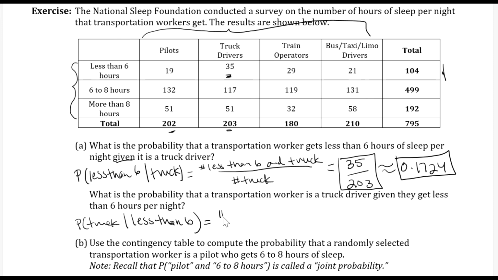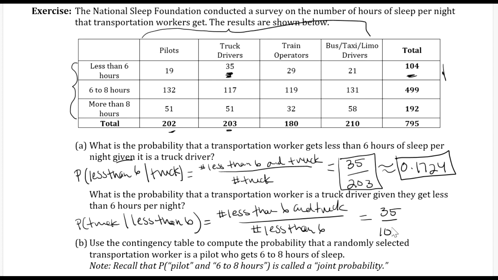So here we're still going to have the number less than 6 hours and truck drivers, but it's going to be out of this condition of less than 6 hours. So we have to be the number that's less than 6 hours. So we still have 35 individuals that are both truck drivers and less than 6 hours of sleep, but we look at the number that's less than 6, and we have 104 individuals. This approximates to 0.3365 or 33.65%.